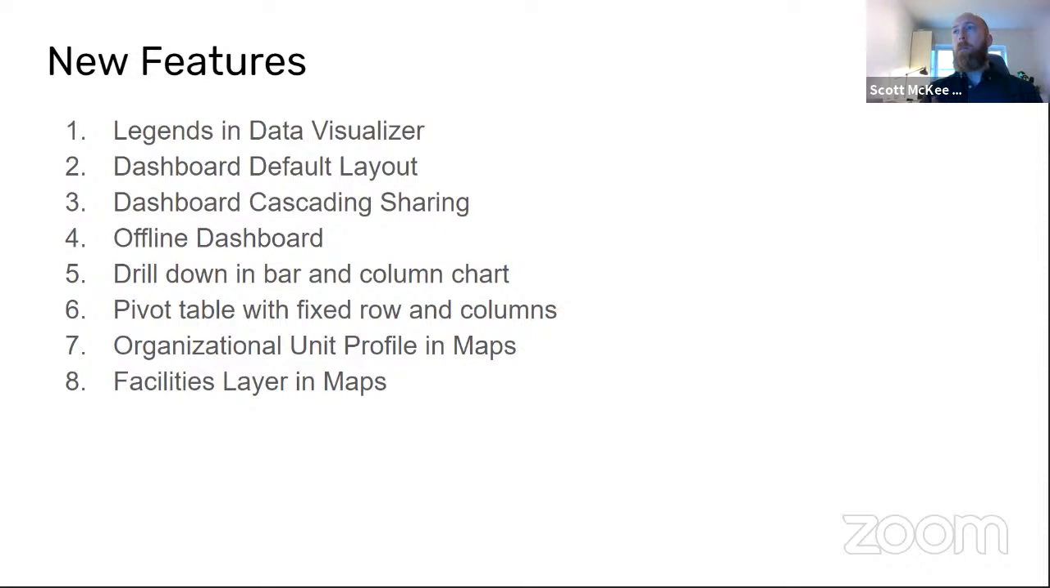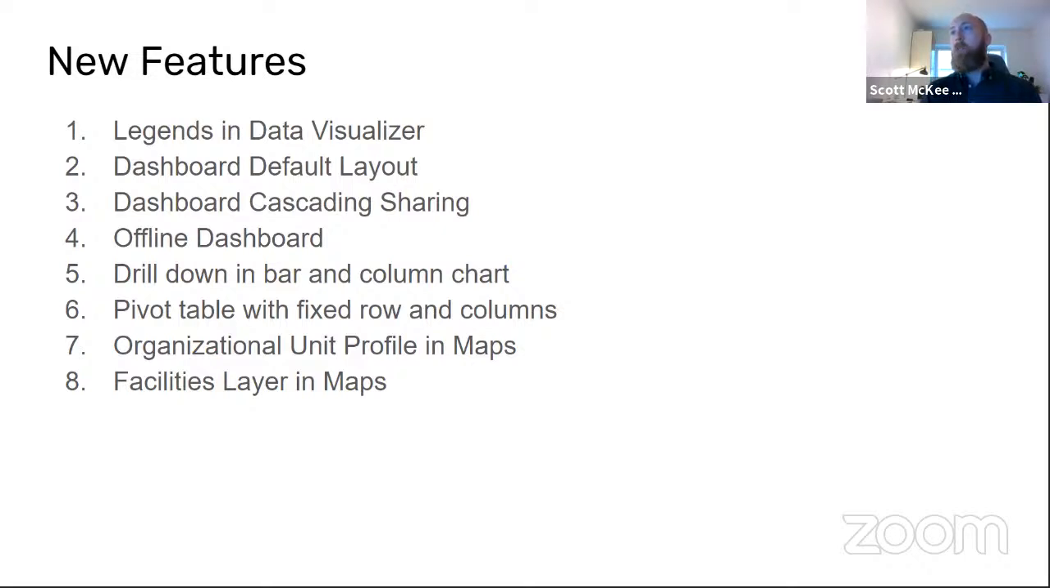The next feature here, number 5, is the drill down in bar and column charts. So now you're able to drill down through the organizational unit hierarchy quickly to identify those problem areas if you're starting to look at a bar chart or a column chart at a high level.